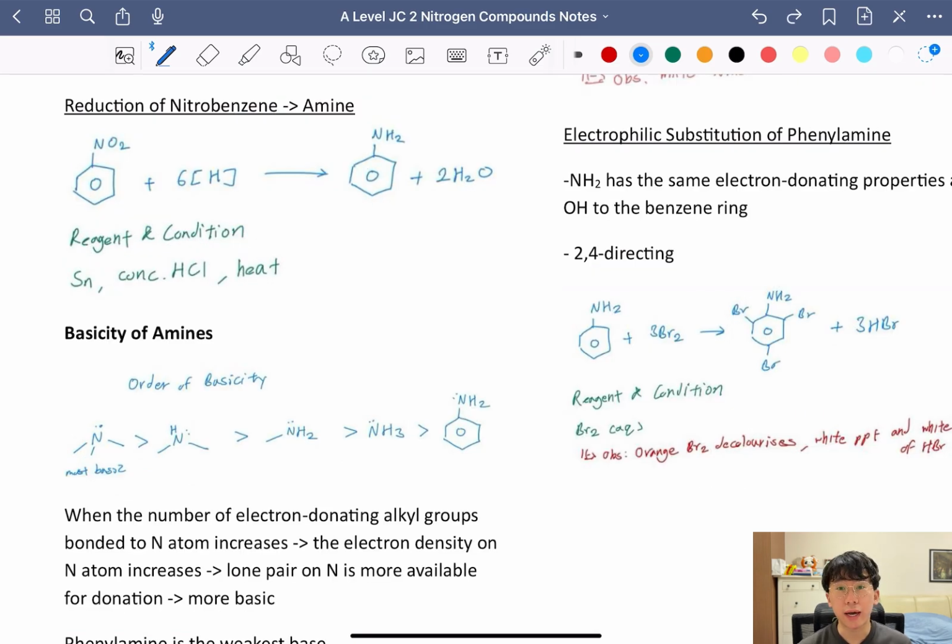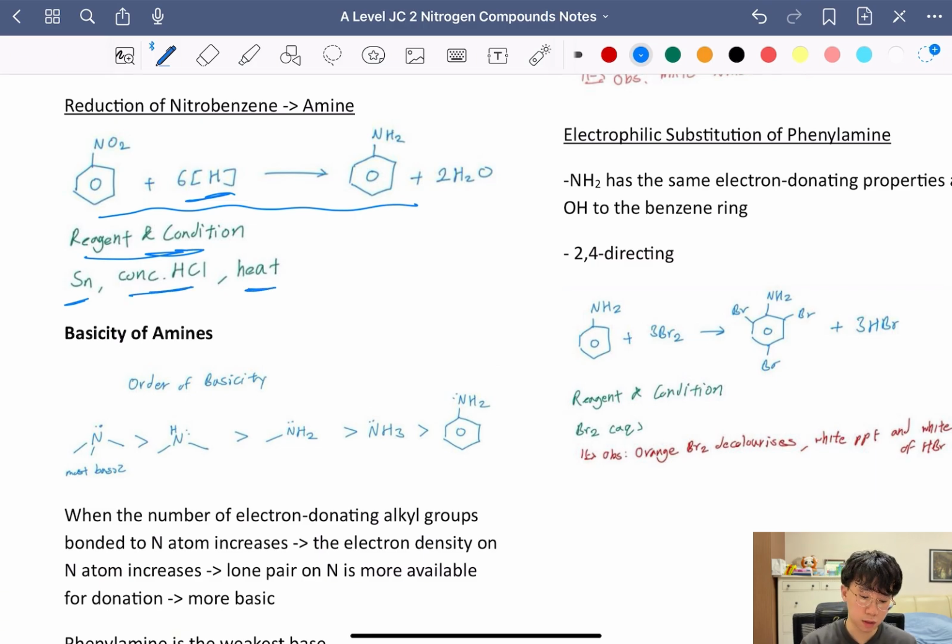You can also reduce your nitrobenzenes to amines. This is a very unique reaction that's covered in this chapter, and is one that is very commonly asked by the examiners as well, so I will really emphasize that you memorize this reaction and the reagents and conditions. So remember to balance your equation with the 6 H's, and the reagents and conditions are Sn, concentrated HCl, and heat.